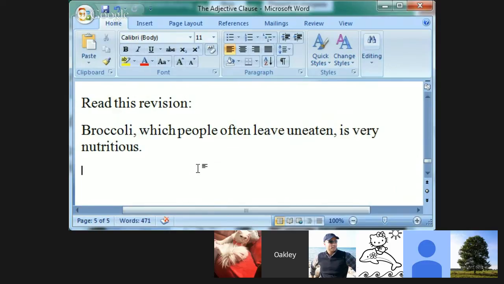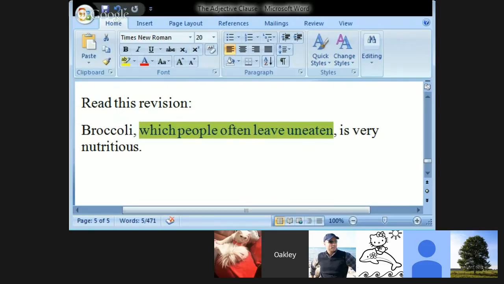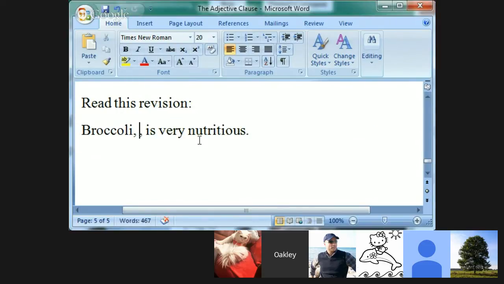Okay, do you see how that works? We're using the same exact adjective clause here, but we don't. Broccoli's pretty specific, and if we get rid of it again, as I was saying before, if we totally get rid of that, broccoli is very nutritious, the sentence is still a sentence. It's still an independent clause. It still makes perfect sense. Yes, it is. Broccoli is nutritious.